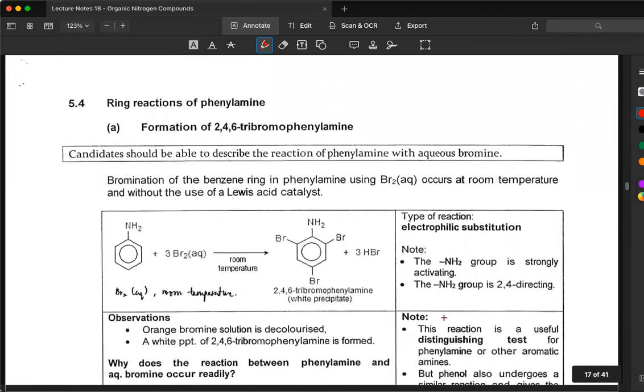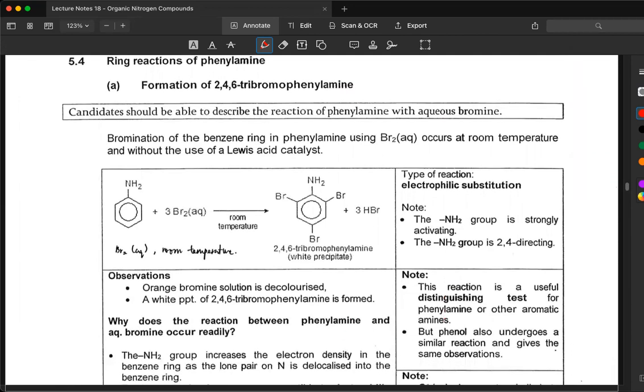Now, let's look at the formation of 2,4,6-tribromophenylamine. The bromination of the benzene ring in phenylamine using Br2 occurs at room temperature without any Lewis acid catalyst. So it's quite reactive. The type of reaction is electrophilic substitution using just Br2 at room temperature because it's super reactive. So it can have 2,4,6 substituted. This will be a white precipitate. The reason is that the NH2 is strongly activating and NH2 group is 2,4 directing.